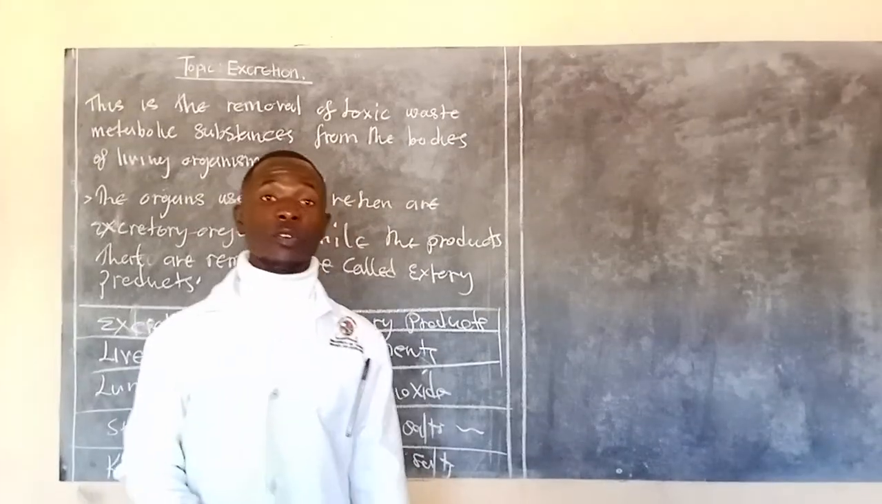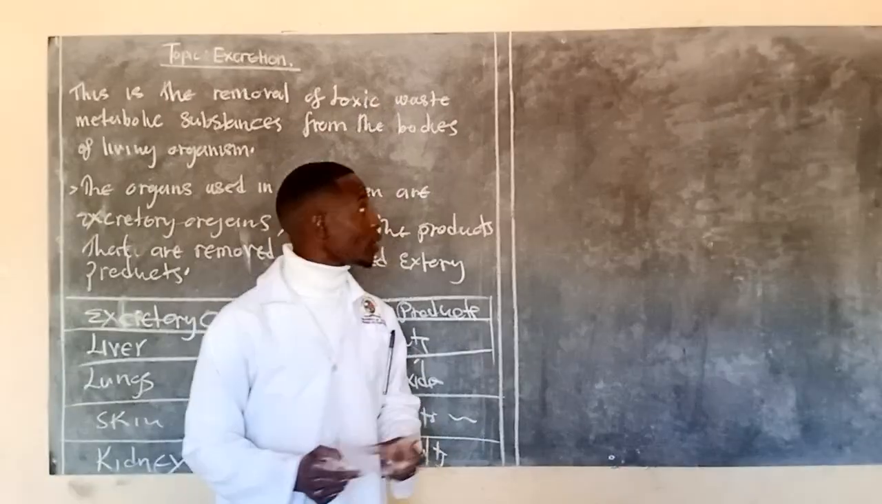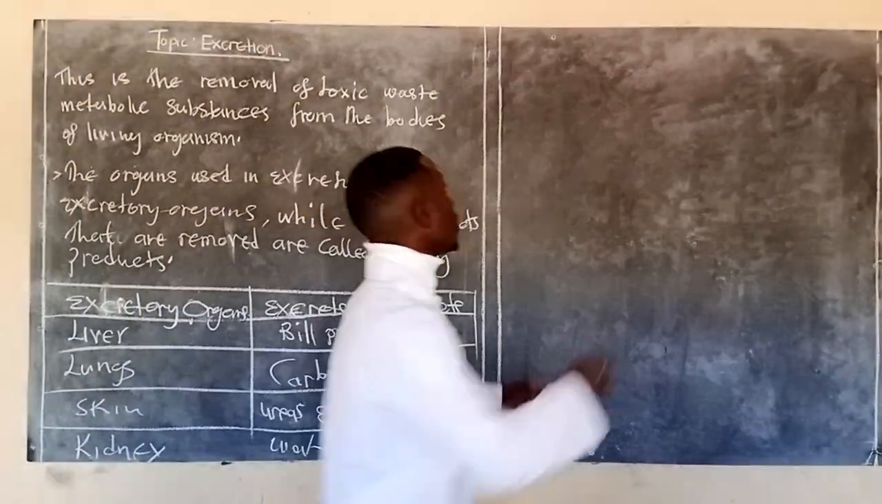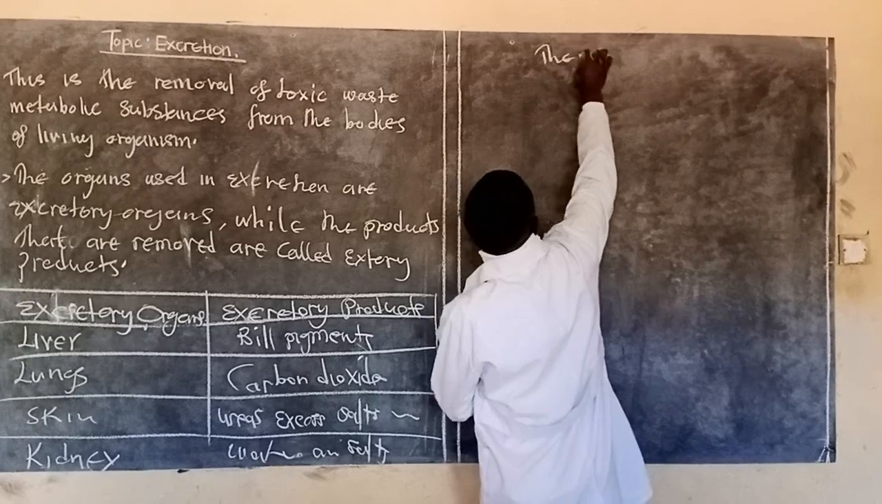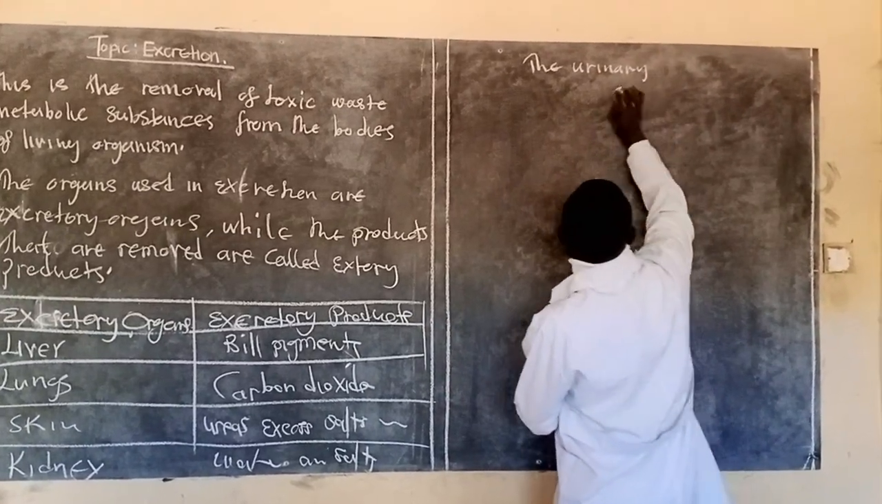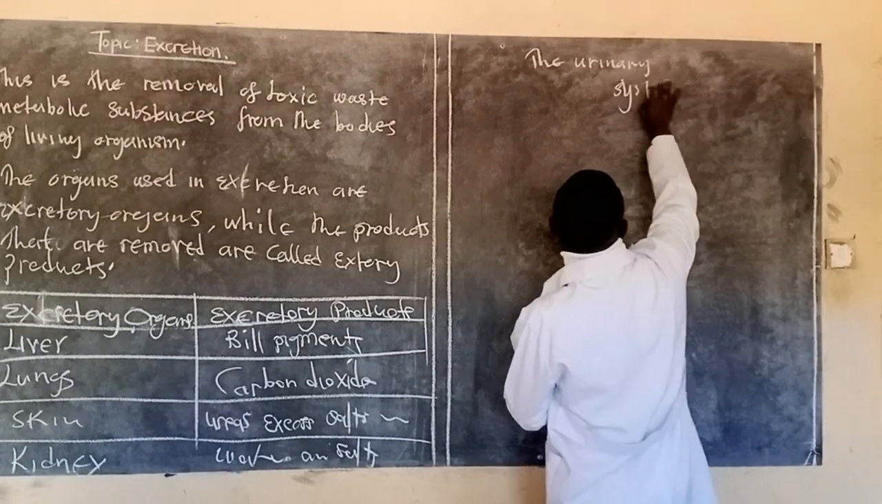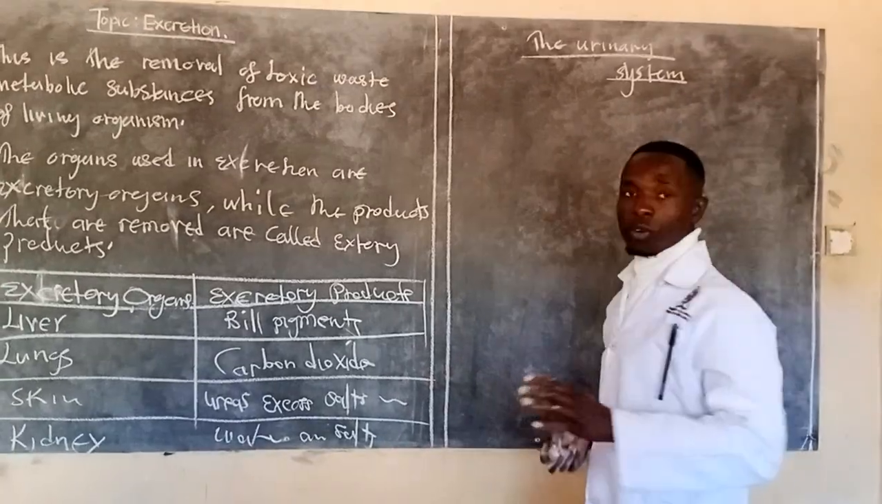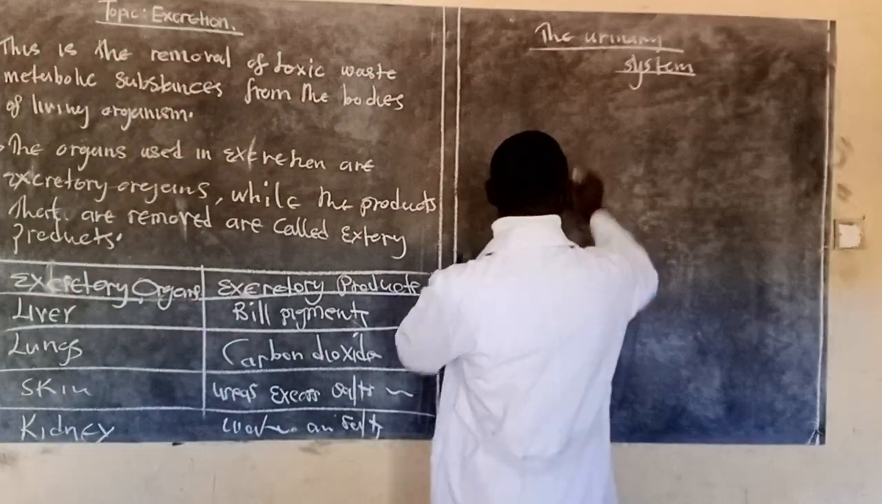Now, I want us to look at one thing that is very interesting. It is what we call the renal system. It is imperative that when you're looking at the topic called excretion, you need to look at the renal system, which is the renal or urinary system. What we need to know about the urinary system are the following structures.